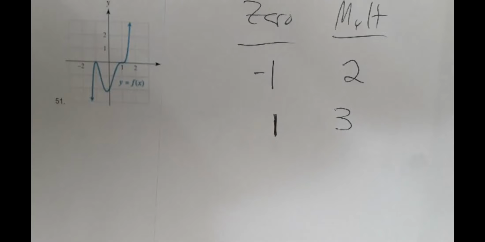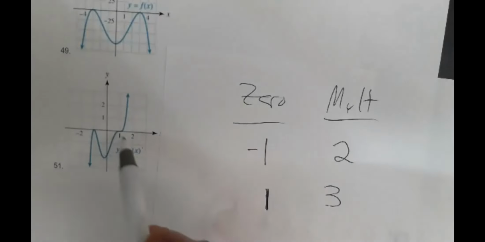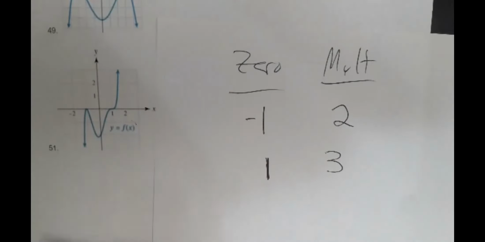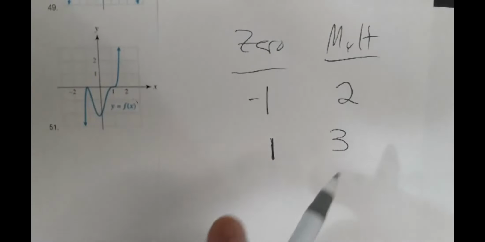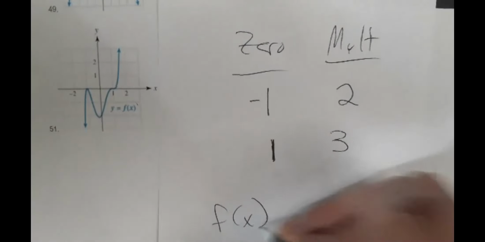And so this is a thing, stare at it for a minute if you have to, right? This is a thing that you really need to get down from the section. If it hits it and turns around, that is multiplicity of 2. If it goes straight through, that's just 1. But if it does a little wiggle right through the axis and flattens out almost, that is a multiplicity of 3. Now we write this thing out.